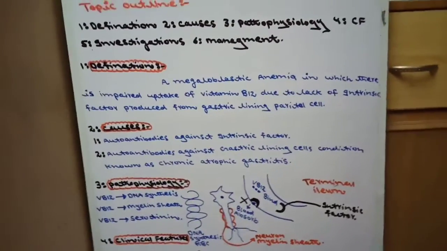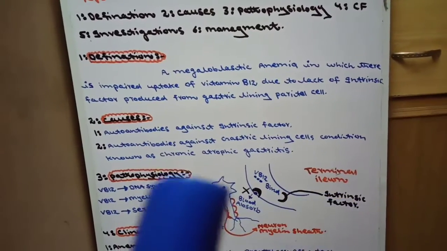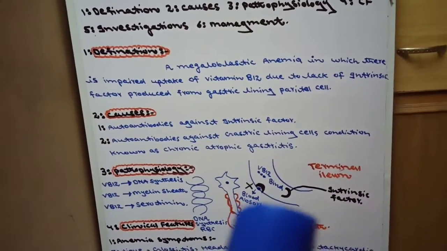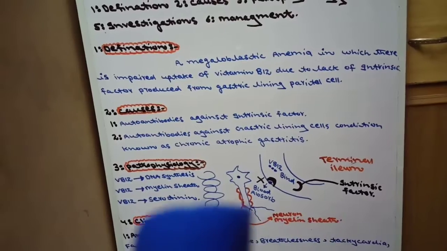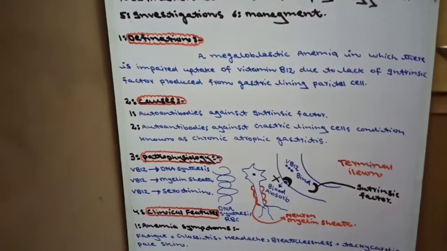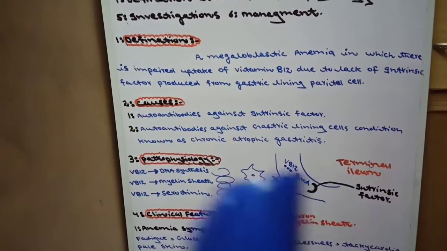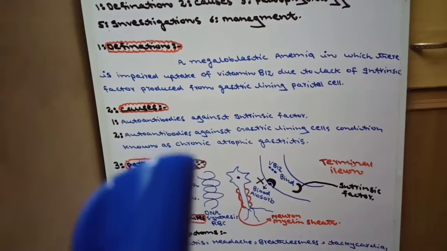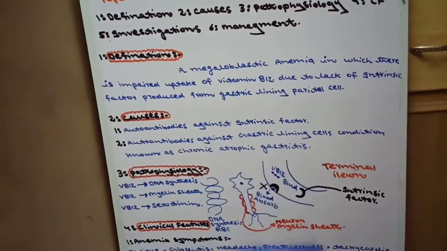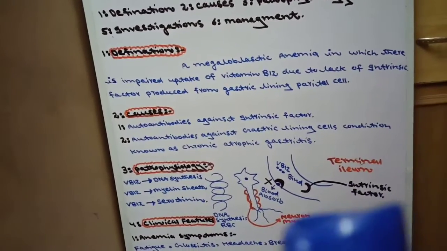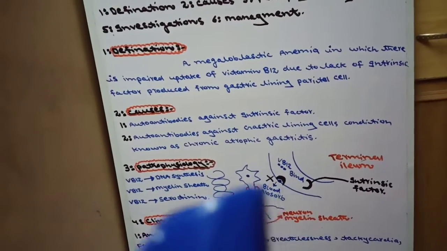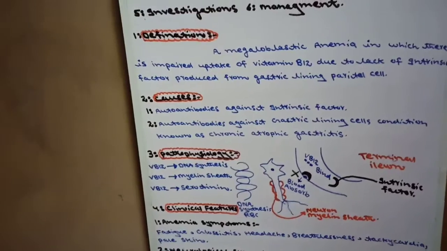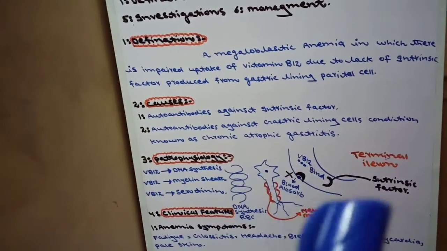In pathophysiology, mainly in the terminal ileum, vitamin B12 binds with intrinsic factor and is absorbed from the terminal ileum, GIT, to blood. But if intrinsic factor is not present, due to autoantibodies directly against intrinsic factor or autoantibodies against gastric lining cell, meaning indirectly, there will be intrinsic factor deficiency. As a result, vitamin B12 will not be absorbed from GIT to blood.